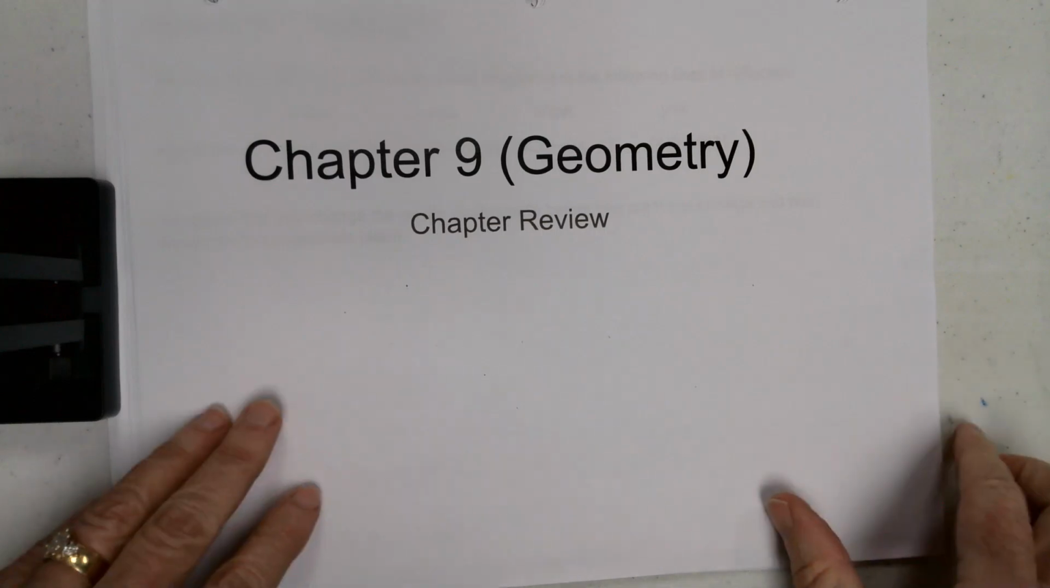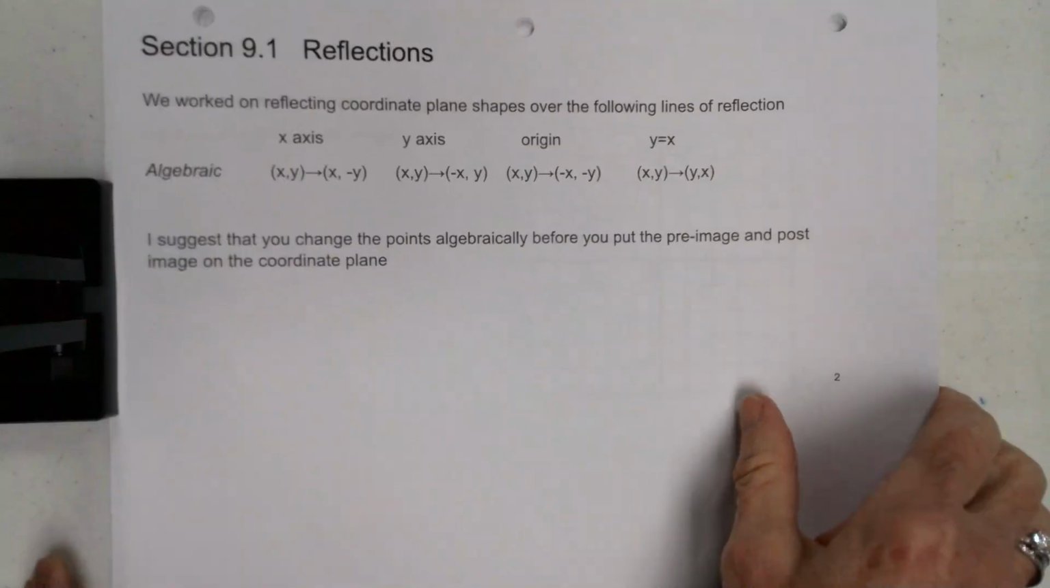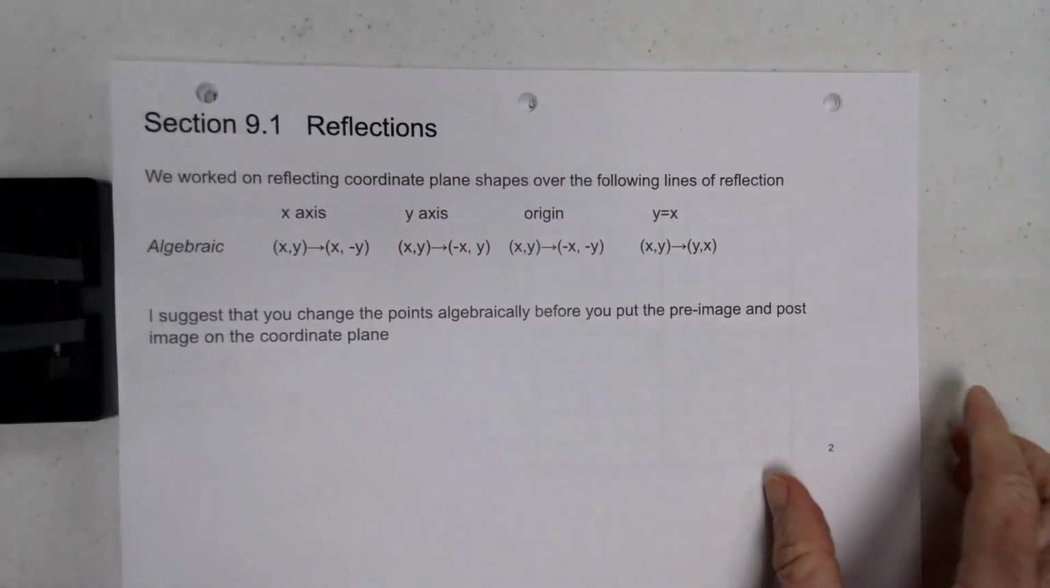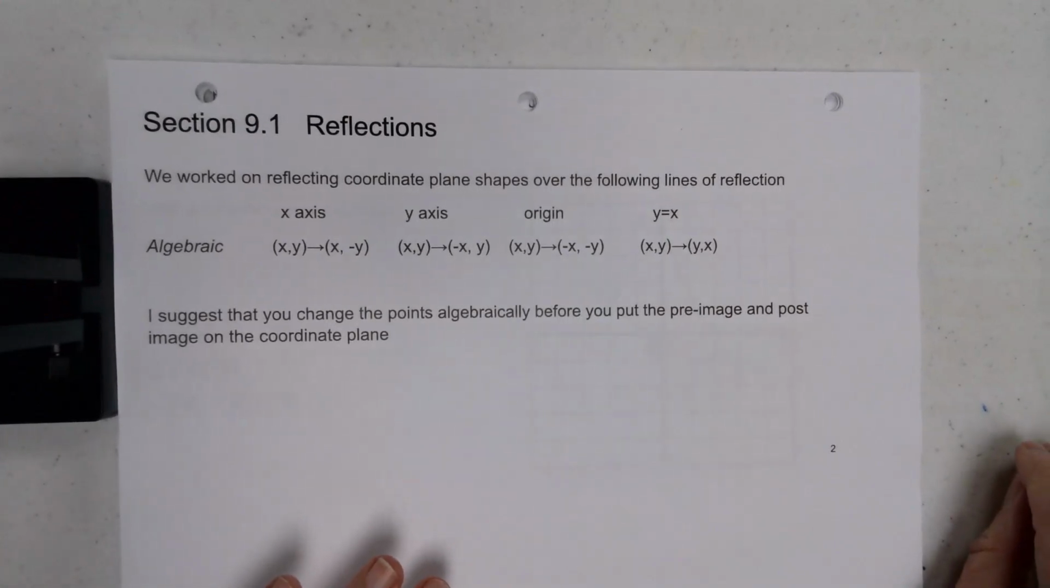This is the Chapter 9 review. Section 9.1 of this chapter had to do with the transformation or the movement called reflection. In reflection, you work across a reflecting line on a coordinate plane, and so the shapes reflect across that line.